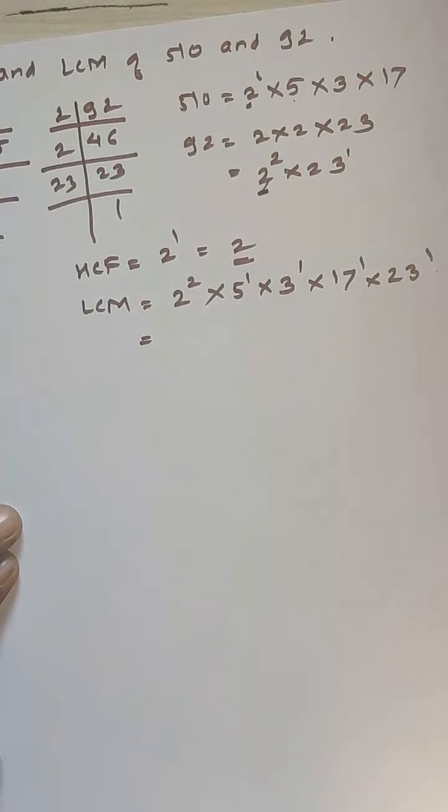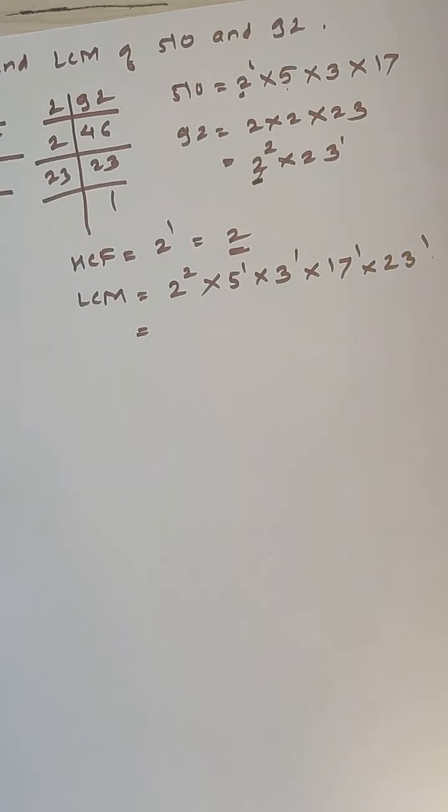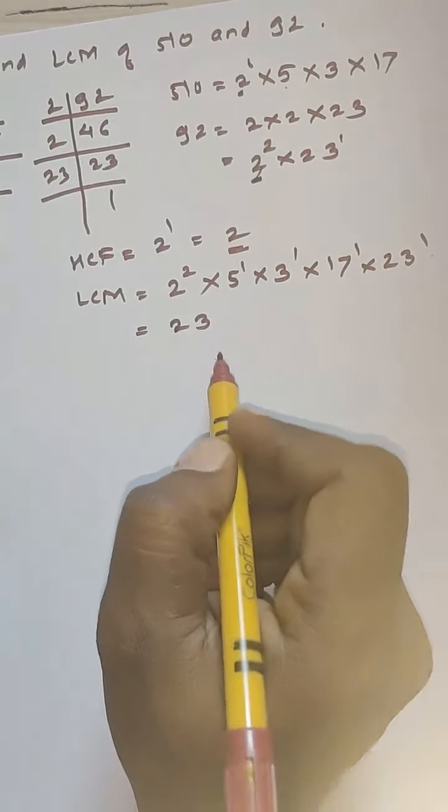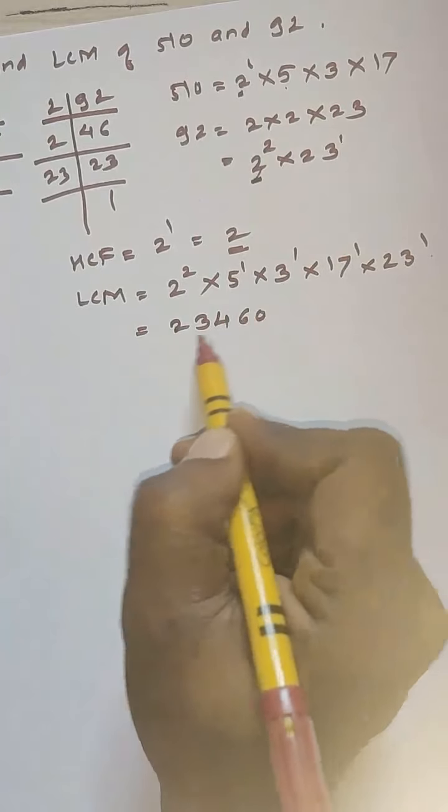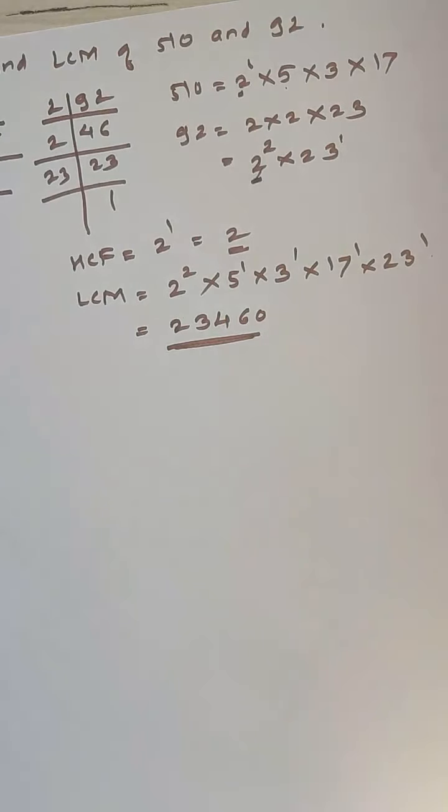So here the LCM is, if we multiply all these, we will get the LCM as 23460. The product of this is coming 23460. So like this we can find the HCF and LCM of given two numbers.